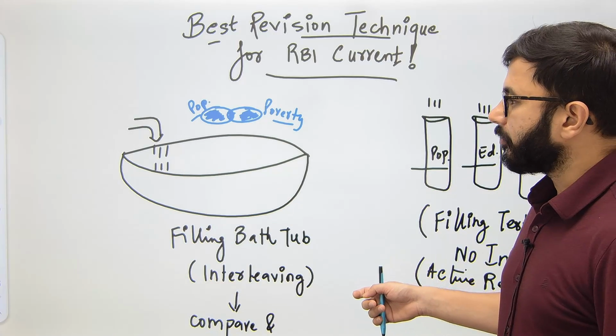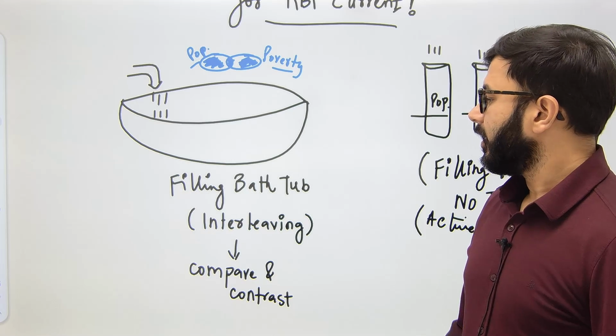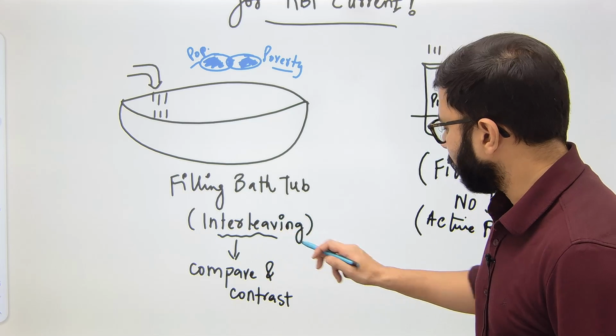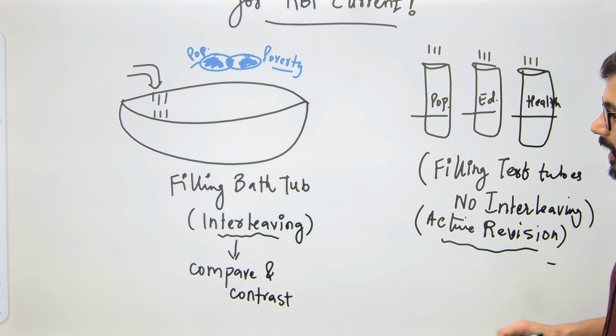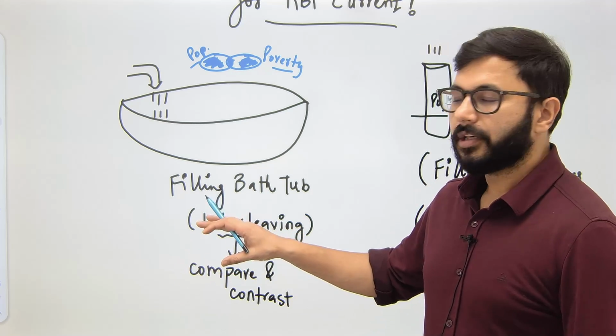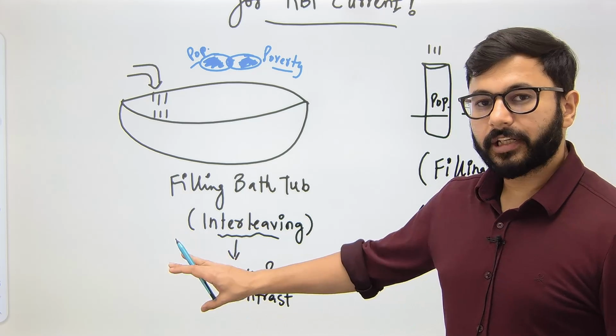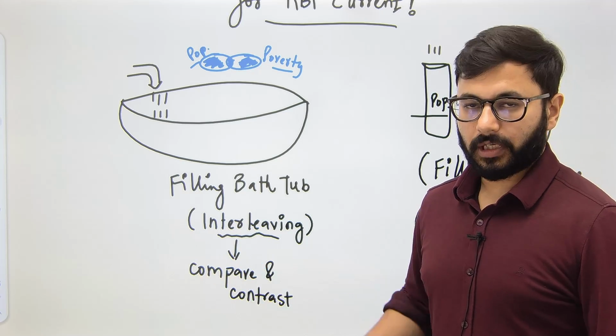Now, this is like filling a bathtub, and what happens here is you use a technique which is more advanced than active revision, and this is called interleaving. This is where I want to focus because this is the first time that I'm explaining interleaving. The gist of interleaving is compare and contrast.